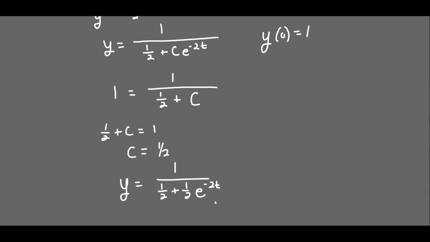And let's just make this look a little bit nicer. Let's multiply top and bottom by 2. So let's multiply by 2 over 2. So I get 2 over 1 plus e to the negative 2t.